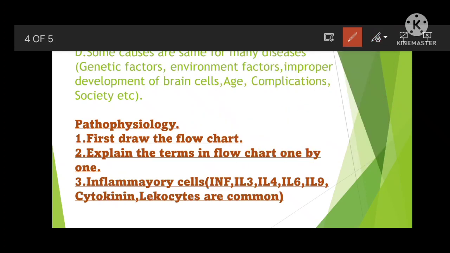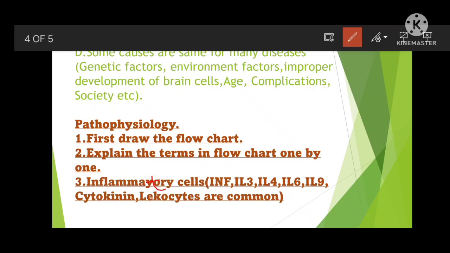Then explain the terms in the flow chart one by one. What you have drawn in the flow chart, explain those terms one by one. After explanation, then inflammatory cells. This point is very important. This is inflammatory, not airy.